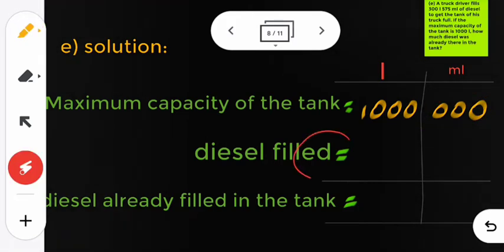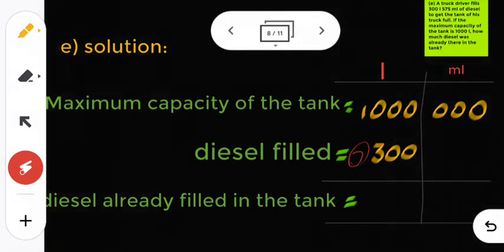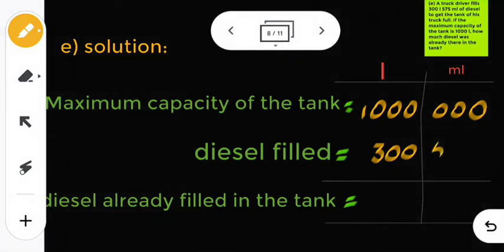Again we have diesel filled. So how much has he filled? 300 liter 575 milliliter. So 300 liter. So here also you should arrange from this side, not from here. Here the digit will not come. 300 liter and 575 milliliter.